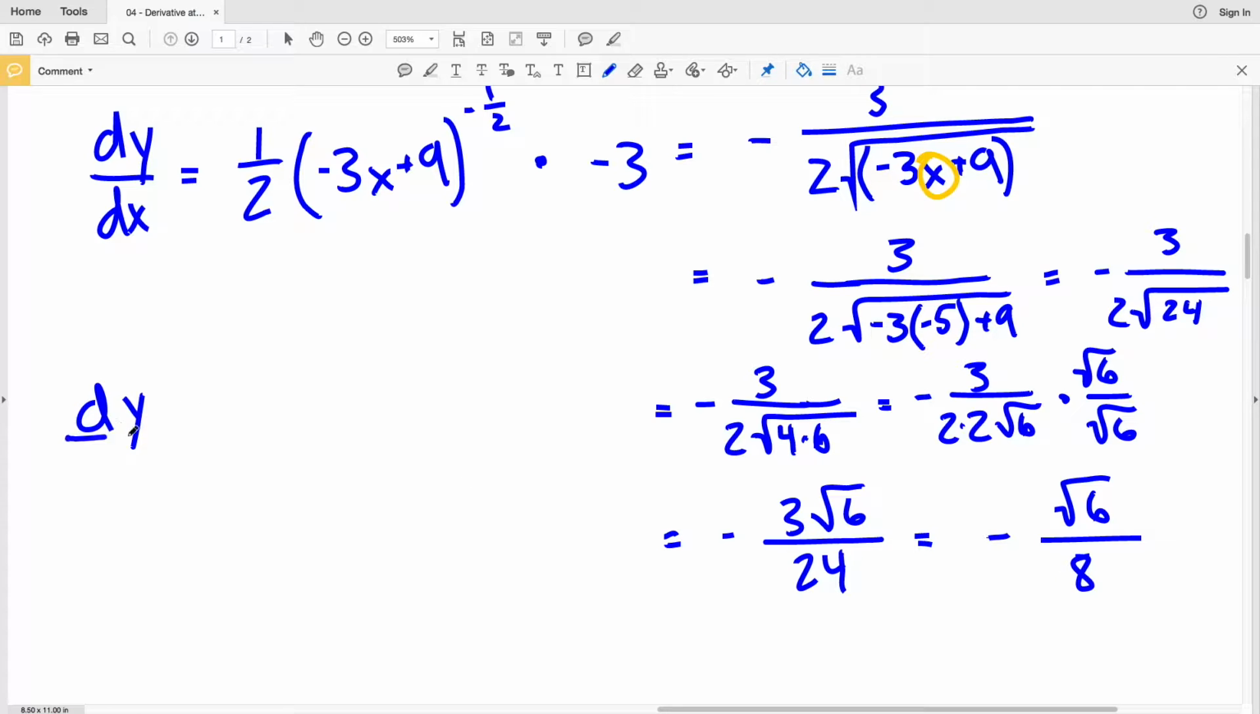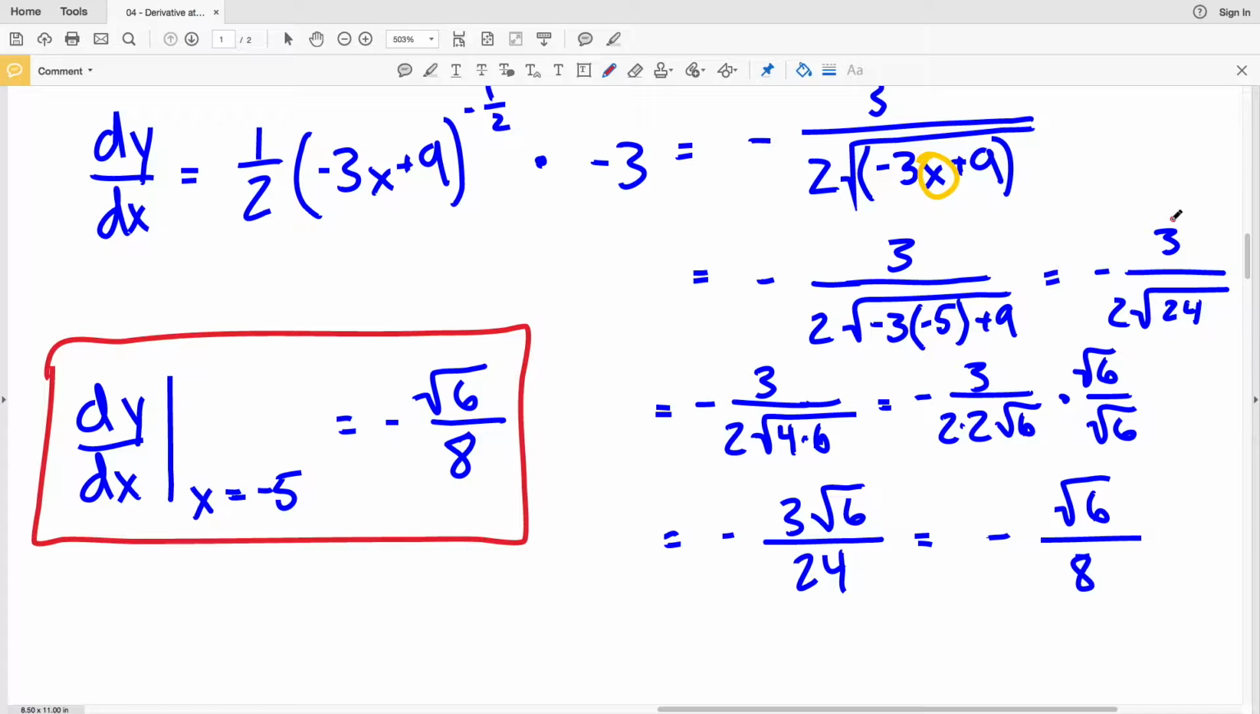So writing this in the proper notation, the derivative of y with respect to x at x equals negative 5 equals negative square root of 6 over 8.